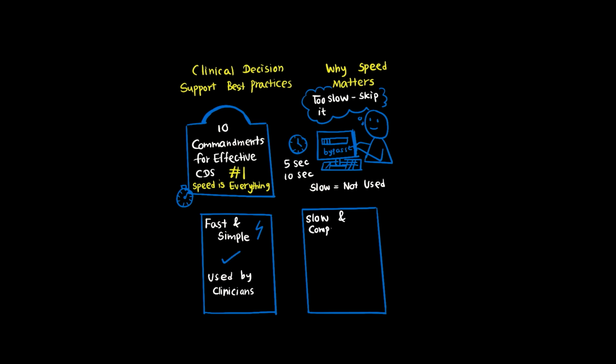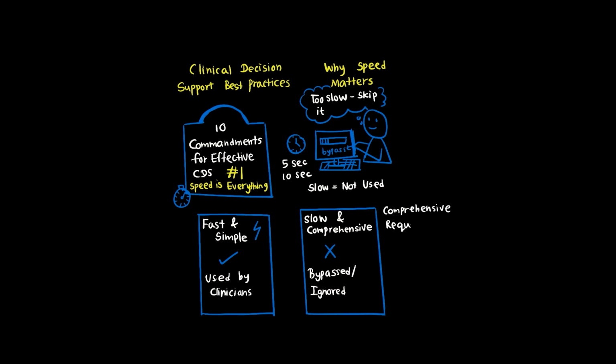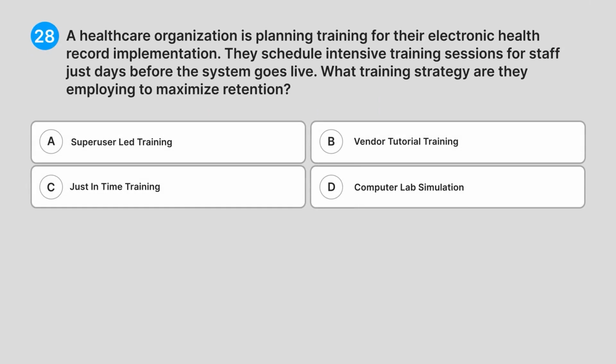Comprehensive information requests slow things down. Complex interventions add cognitive load. Mandatory feedback creates delays. But speed is what determines whether CDS gets used at all.